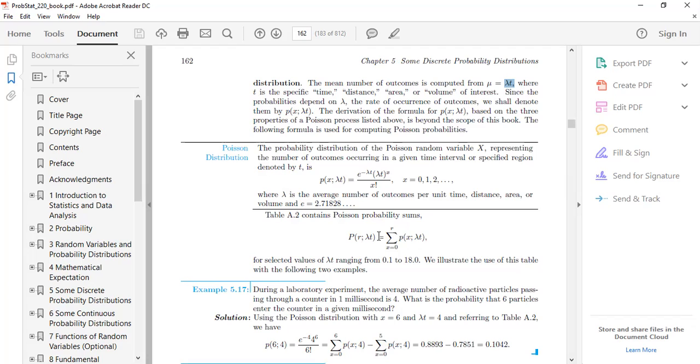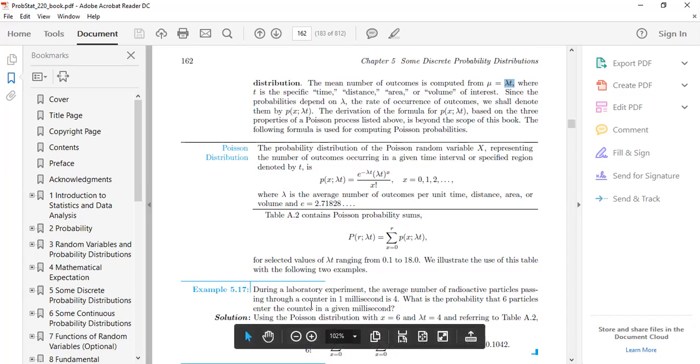During a laboratory experiment, the average number of radioactive particles passing through a counter in 1 millisecond is 4. So 4 particles pass through a counter in just 1 millisecond. That is a radioactive particle passing through a counter in 1 millisecond, and that is your t time. And lambda is equal to 4.